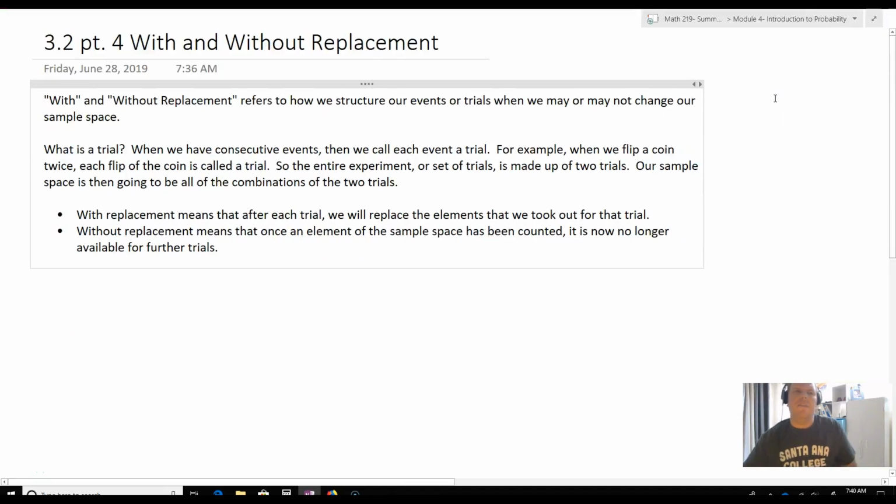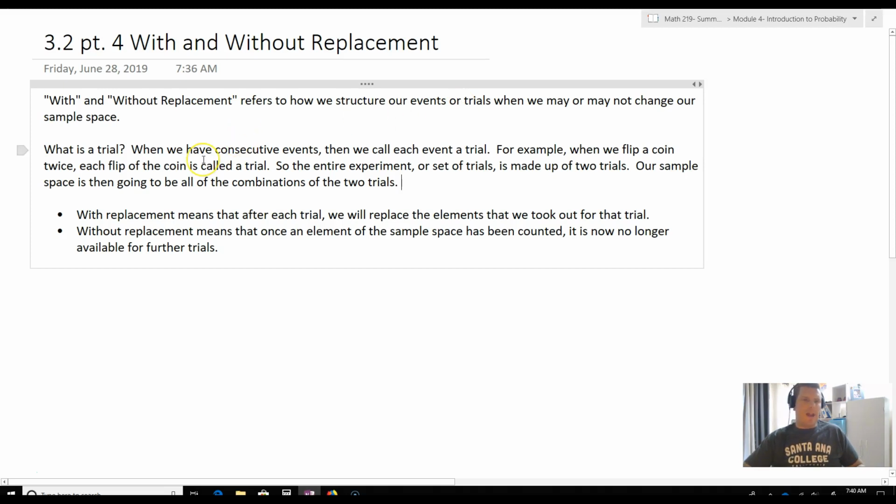So this is now again from 3.2, and this is part 4, and this is another set of concepts called with and without replacement. We're also going to talk about what's called a trial and what's called an experiment. So first, with or without replacement refers to how we structure our events or trials when we may or may not change our sample space.